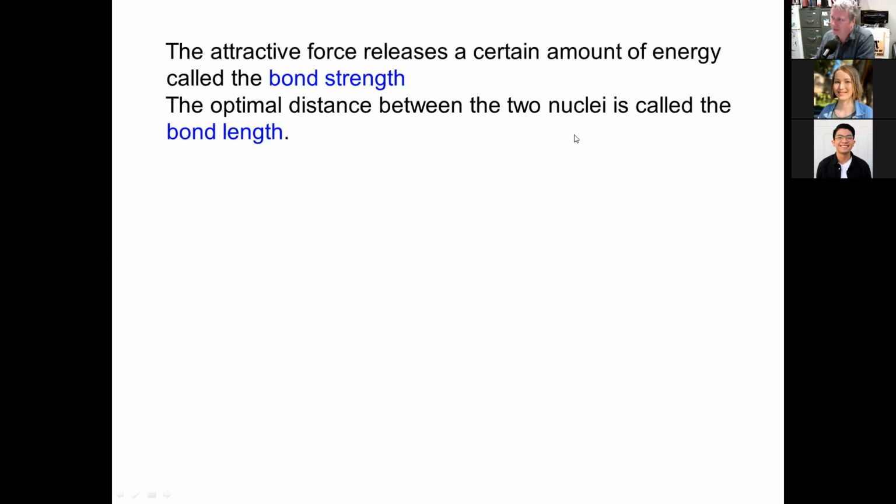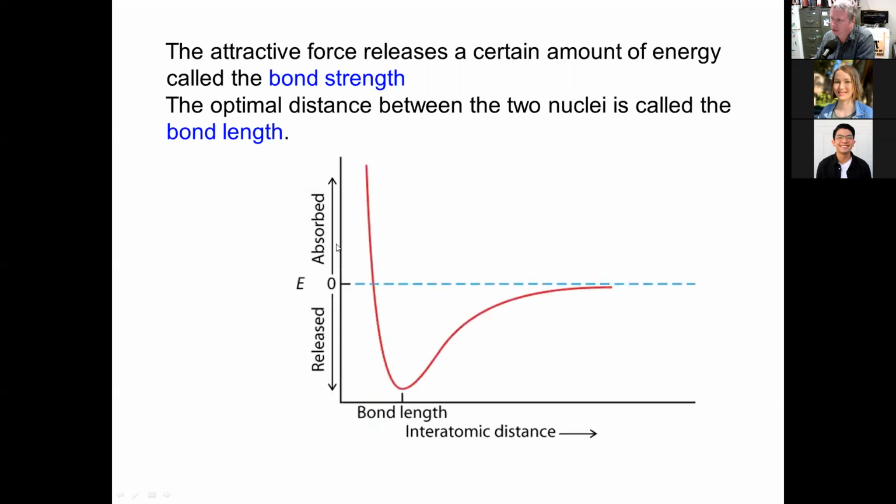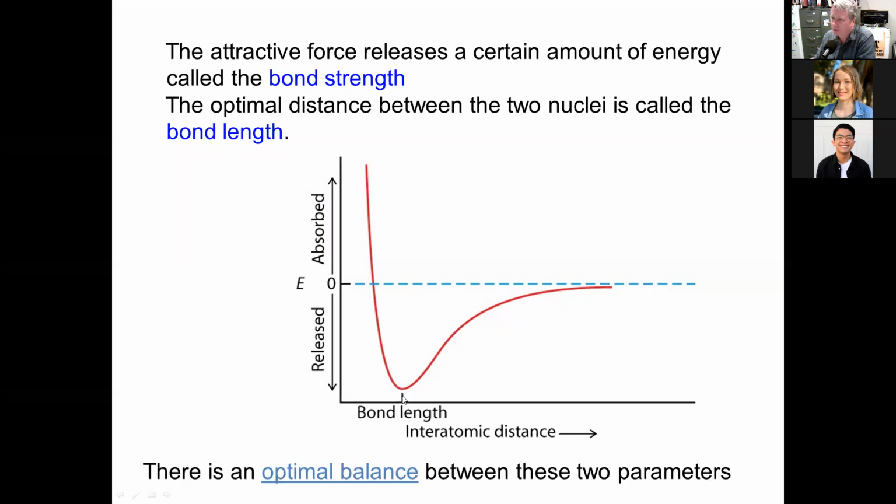The optimal distance is called the bond length, and this kind of just shows the idea of this bonding model, that at a certain bond length, the energy is minimized. The x-axis is the distance. As the atoms get closer to each other, it gets higher in energy, and if they get farther, it also gets higher energy. So it's optimal at this kind of low point, right? So there's an optimal balance between these two parameters.